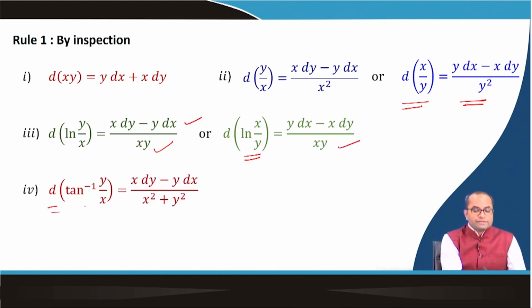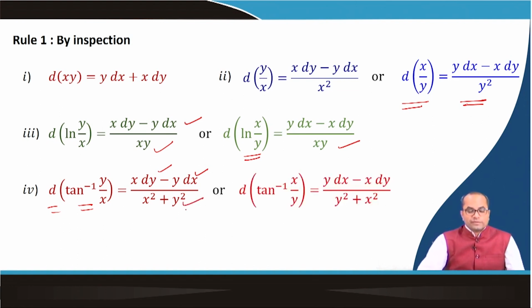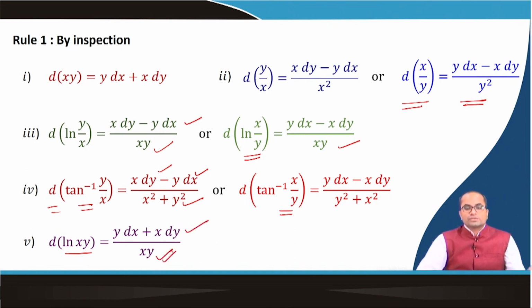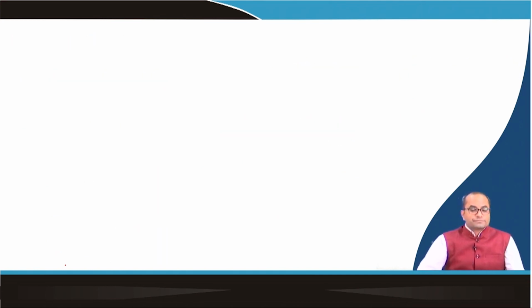The differential of tan inverse y over x is x dy minus y dx divided by x square plus y square. Similarly for x over y. Or we have the differential of ln x y, which is y dx plus x dy over x y. So, we have to see for the given differential equation which kind of differential we can basically have there in the differential equation.